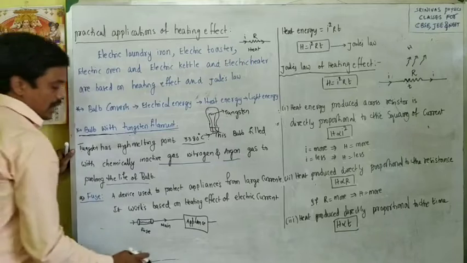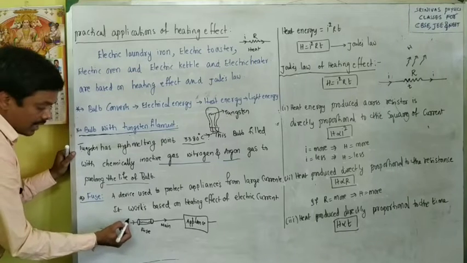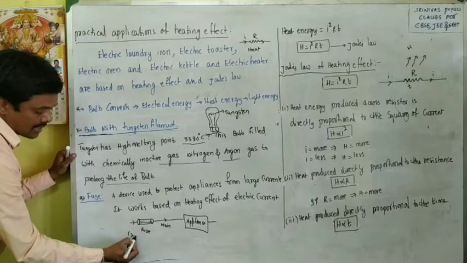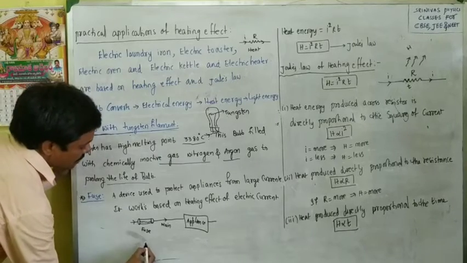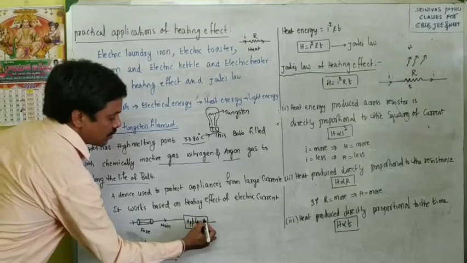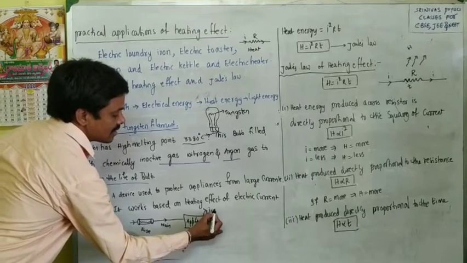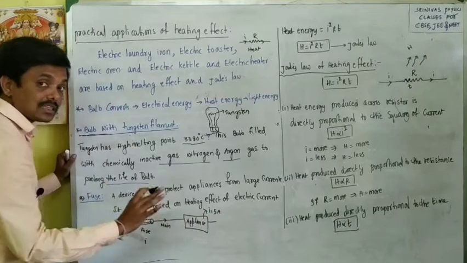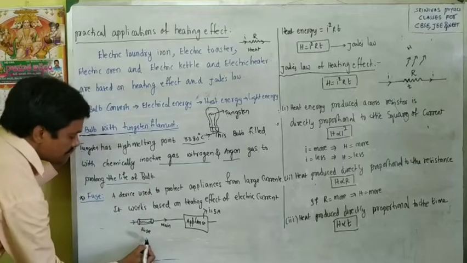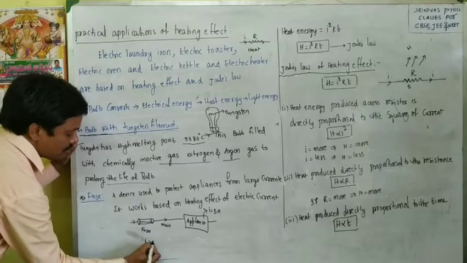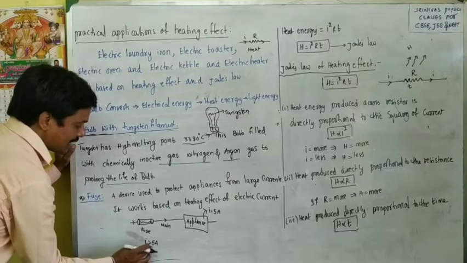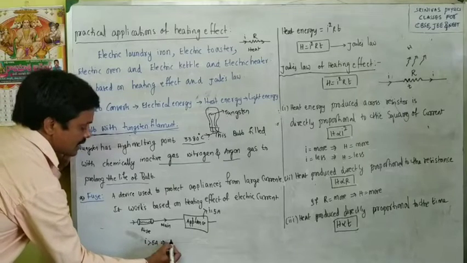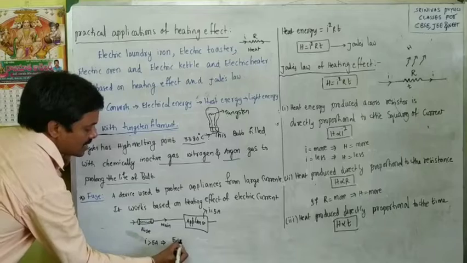Okay, and now when current exceeds a certain value, then what happens? For example, if this appliance requires only 5 ampere current, every appliance requires some current. If this current exceeds 5 amperes, then the fuse will melt.